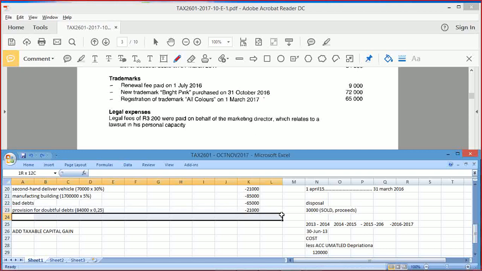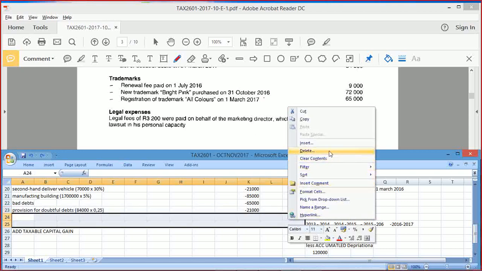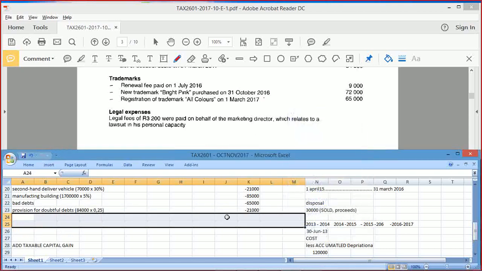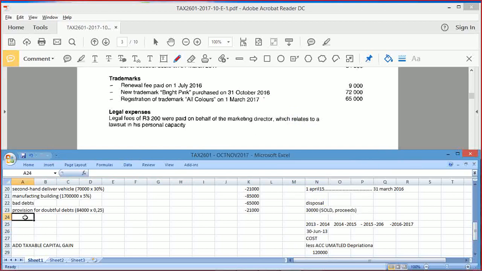With the trademark, I think I was a little confused at this one. Would you have only put in the registration? Because I only put in the registration. Let's first look at the renewal fee. So obviously a trademark. This we actually discussed when we did the one assignment. I don't know if you remember that. Yes, sir, I do remember.